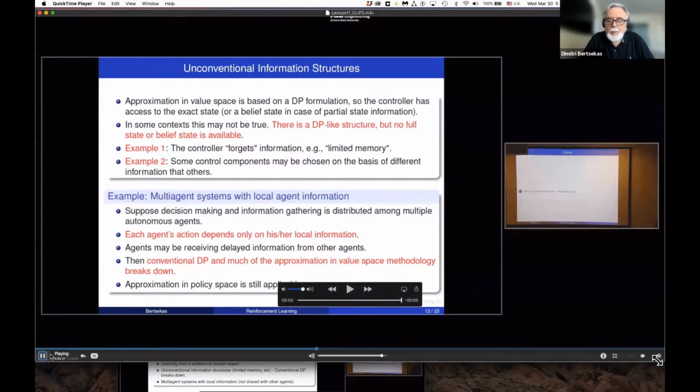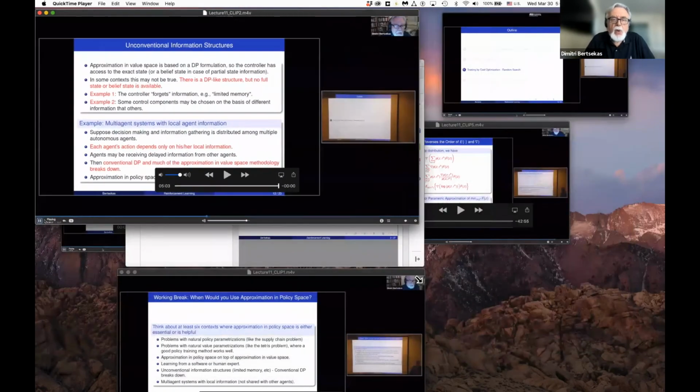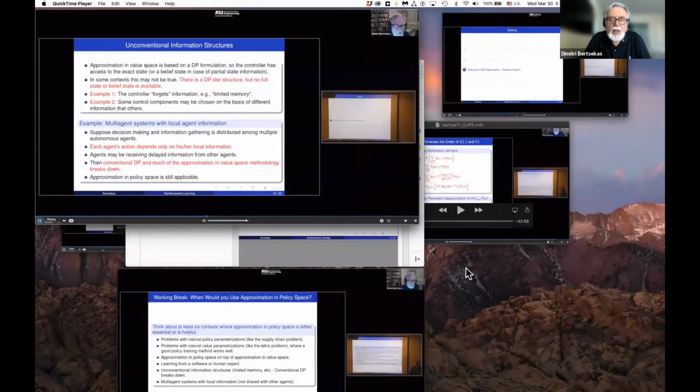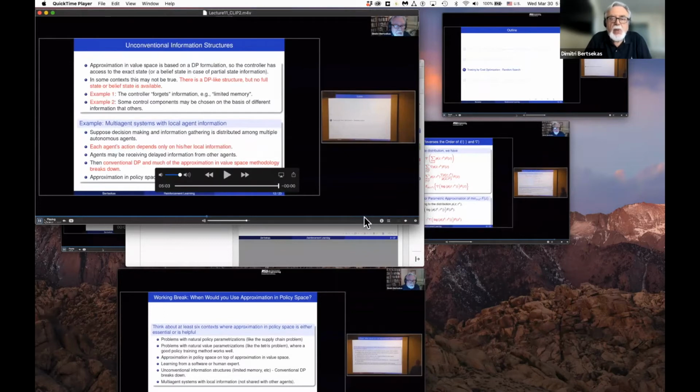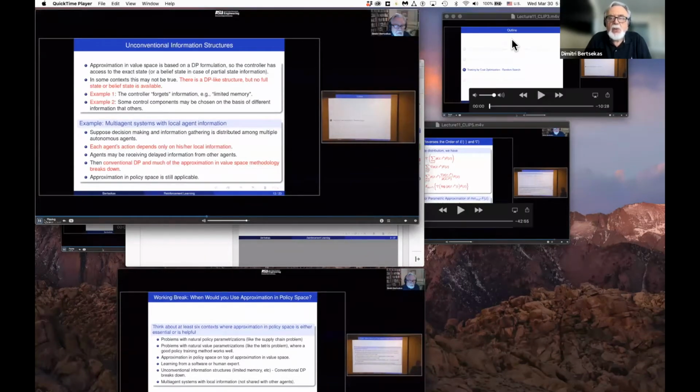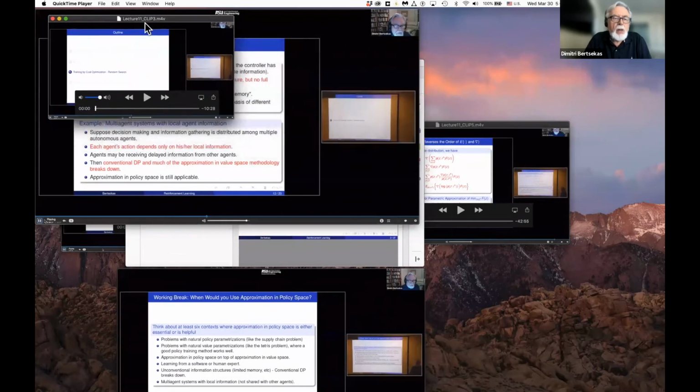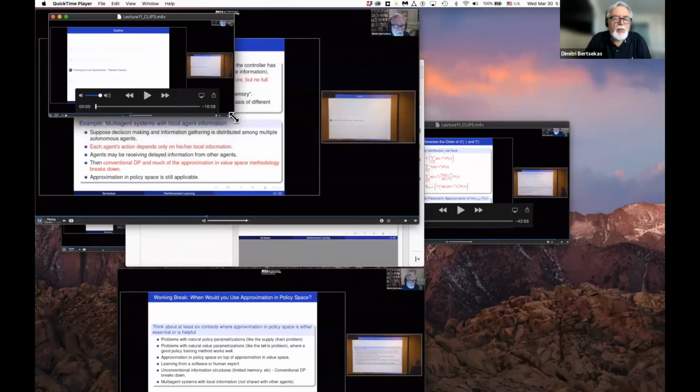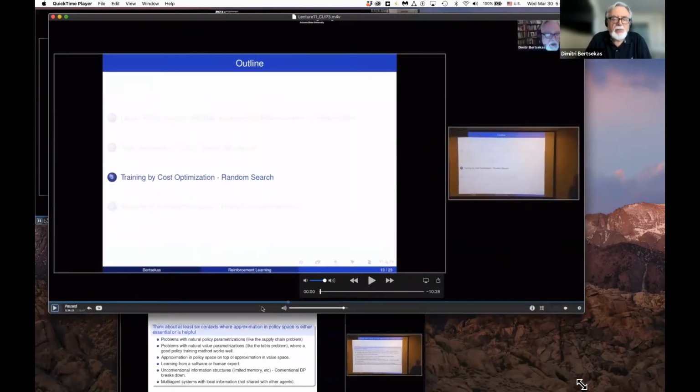Okay, so now we are going to go into algorithms for approximation in policy space. What we have done so far in this area is to discuss contexts where approximation in policy space may be useful. Are there any questions on that before we go into the training methods for approximation in policy space?